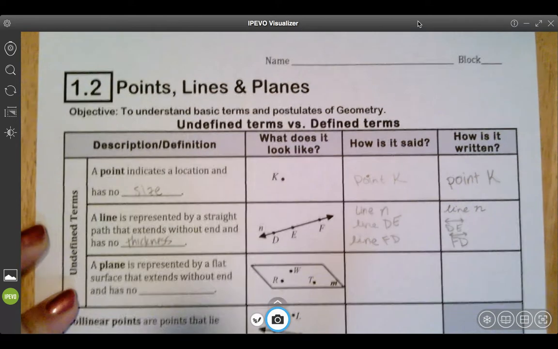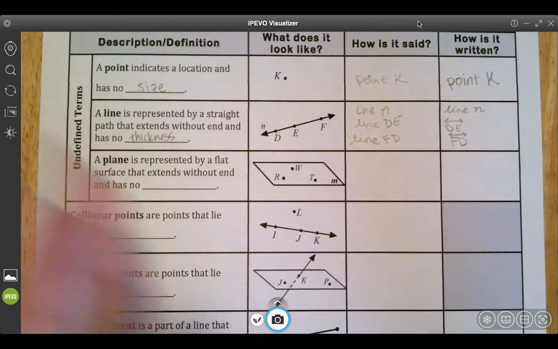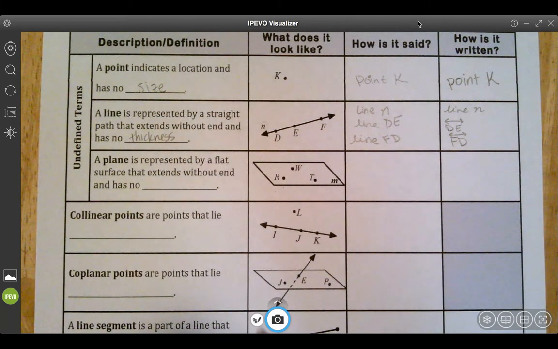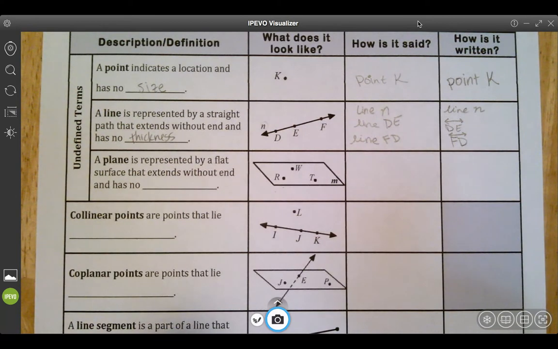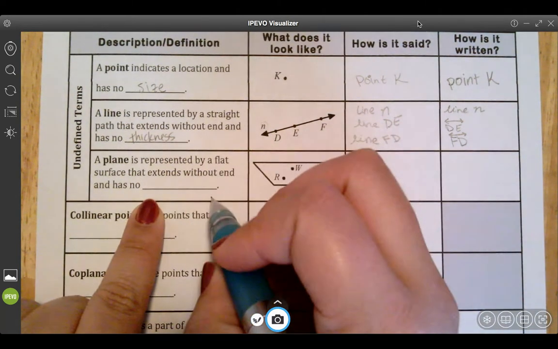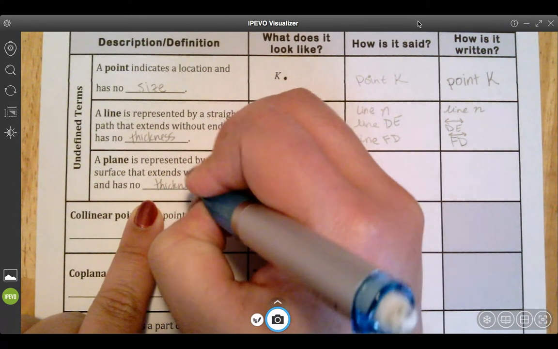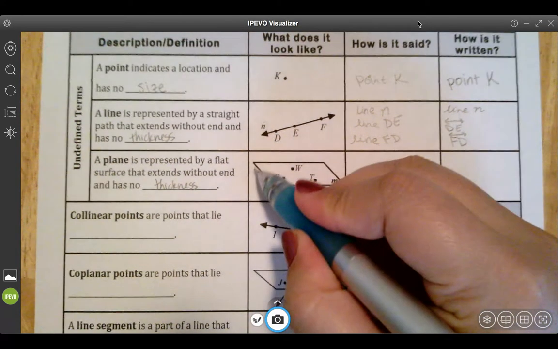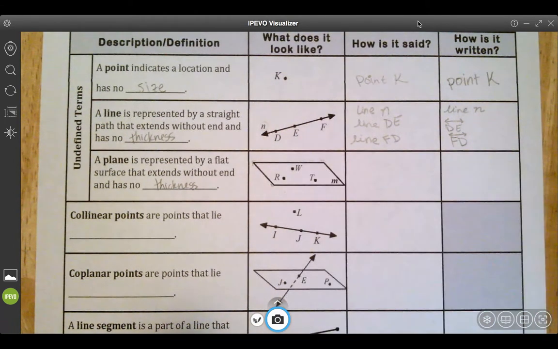Our next shape that we're going to define is a plane. So just like to get from a point to a line, we just put a lot of points next to each other to get a line. If we put lines next to each other, it would extend out into a plane. And so a plane is a flat surface that extends without end and has no thickness. So again, it's kind of like a piece of paper that never ends. So we could draw little arrows, but we would have to draw arrows everywhere.